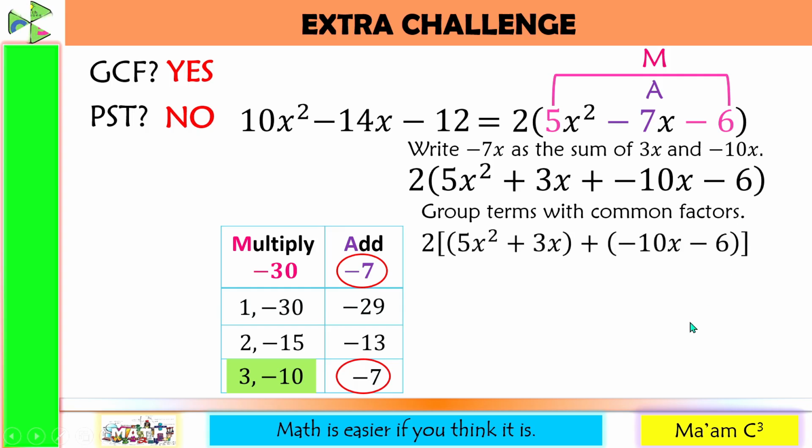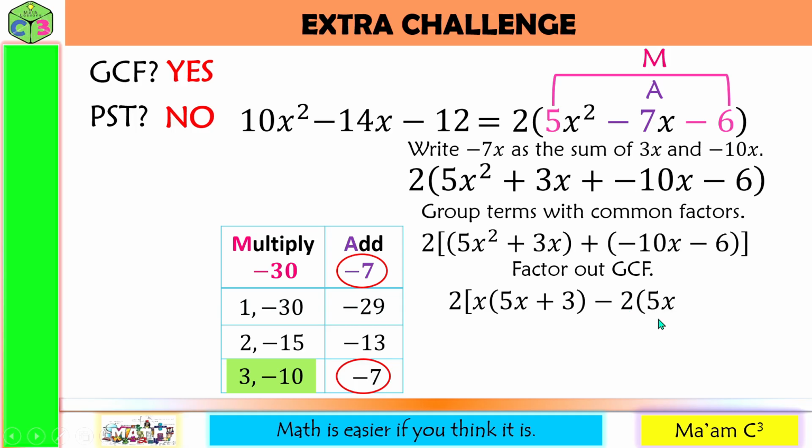Let us look for the GCF and factor it out. Let me rewrite my 2 here. From 5x squared plus 3x, I could factor out x. 5x squared divided by x is 5x. 3x divided by x is positive 3. Now on this part, I could factor out negative 2. Again, plus negative 2 is simply minus 2. Negative 10x divided by negative 2 is positive 5x. Negative 6 divided by negative 2 is positive 3.